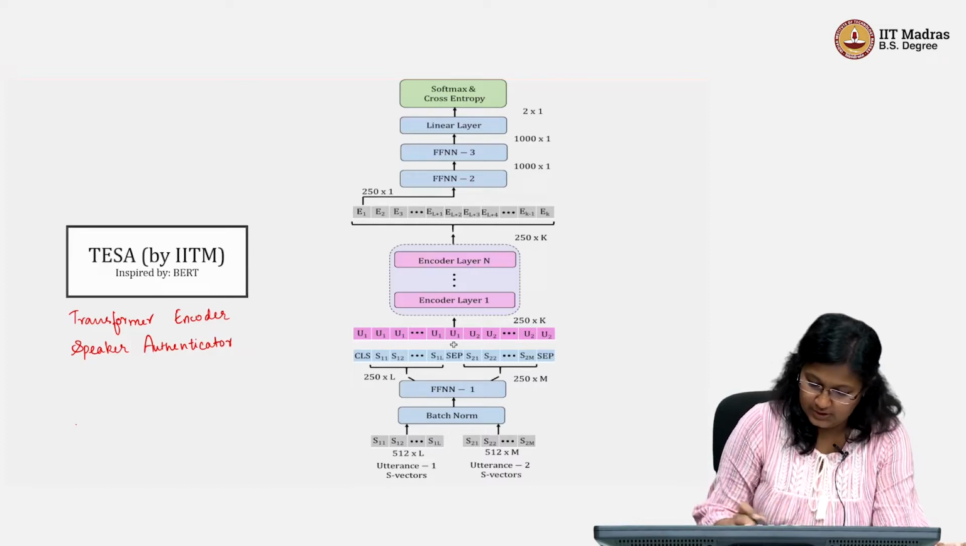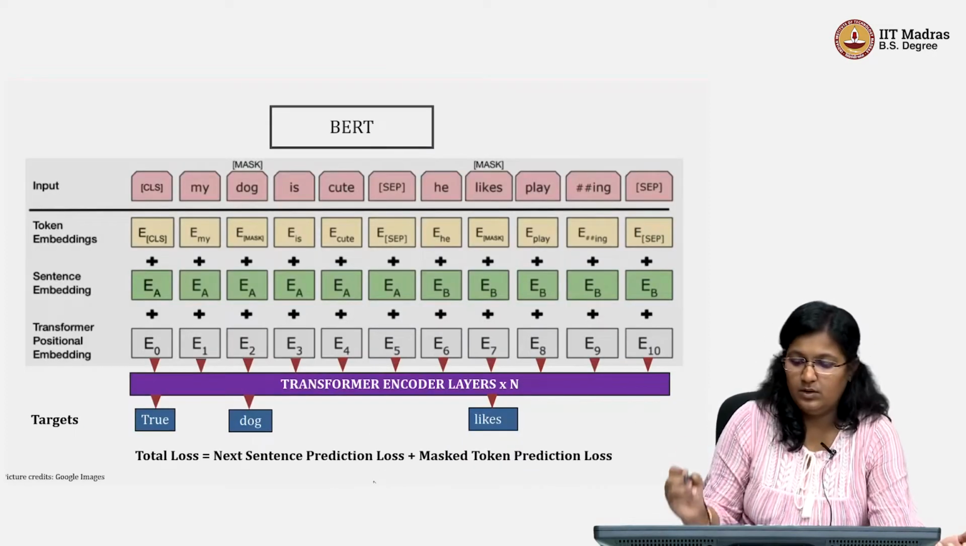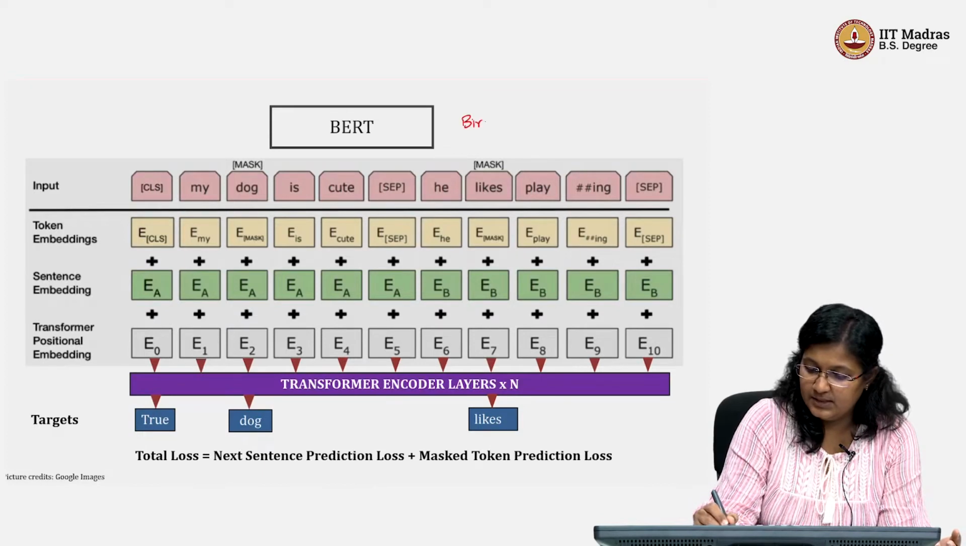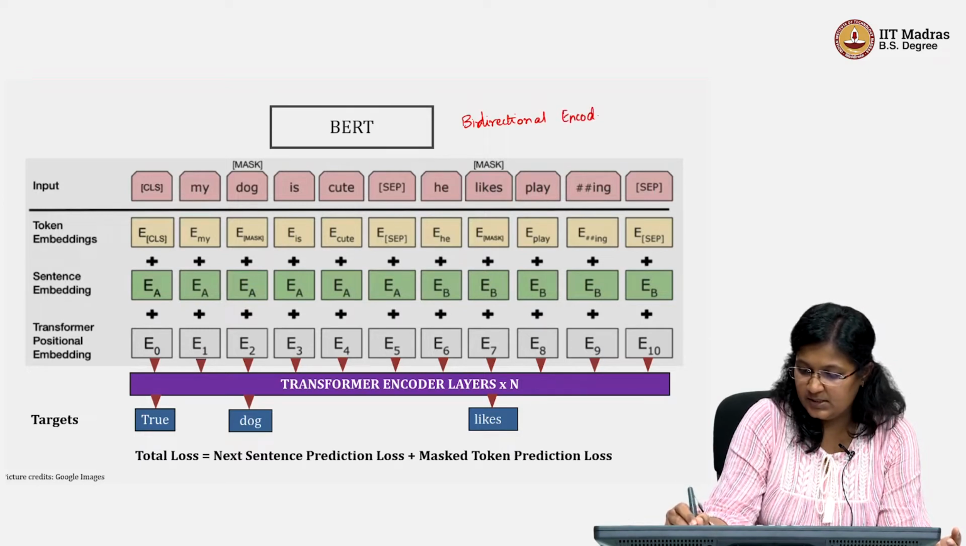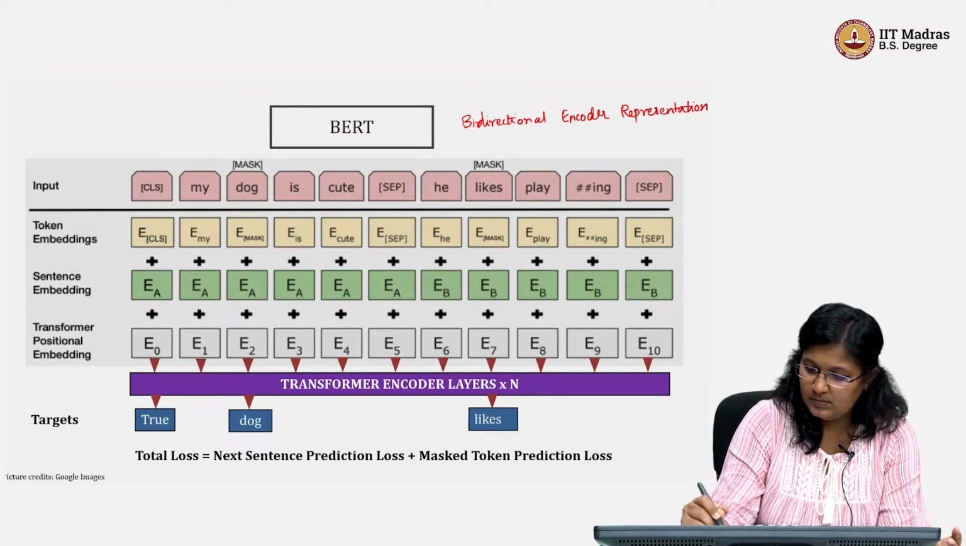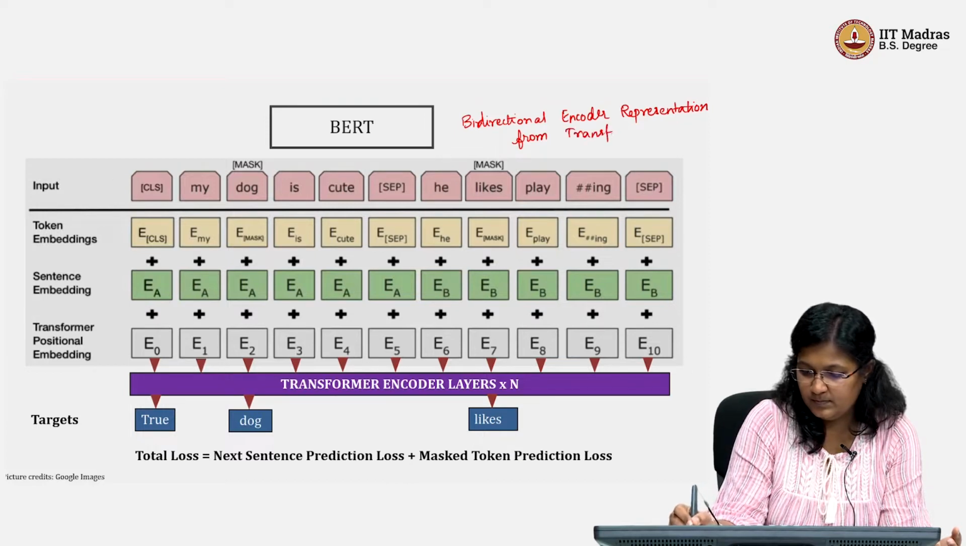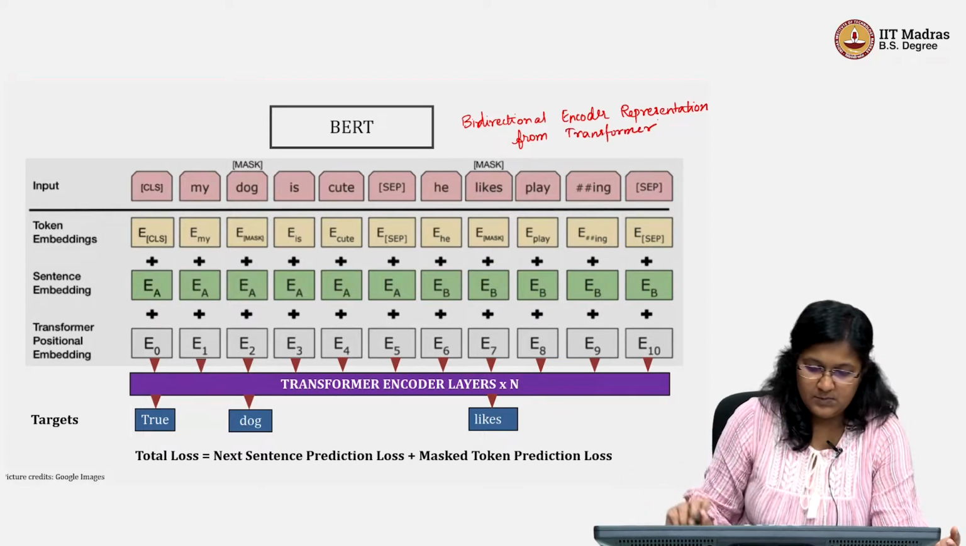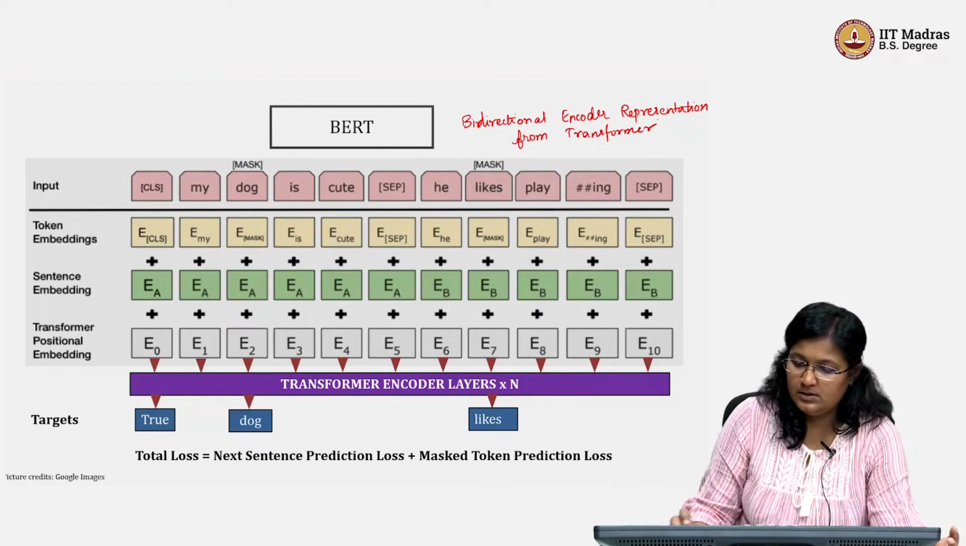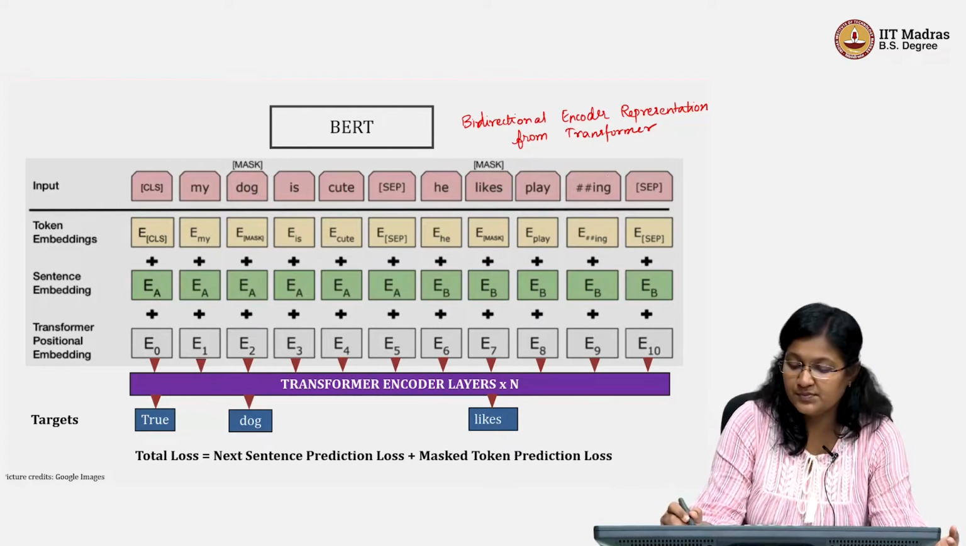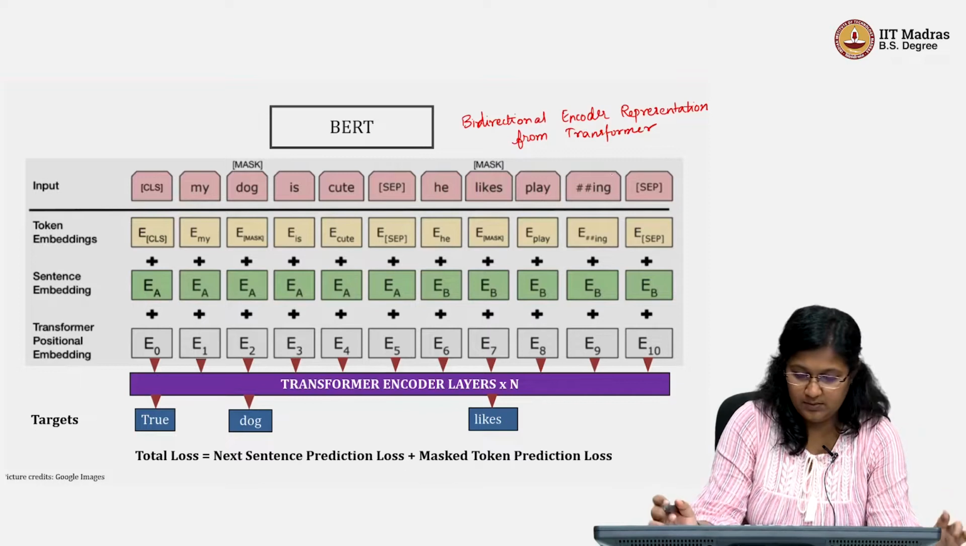BERT is actually Bidirectional Encoder Representations from Transformers. So this is what BERT is. So this is going to use a transformer encoder to do something, okay.